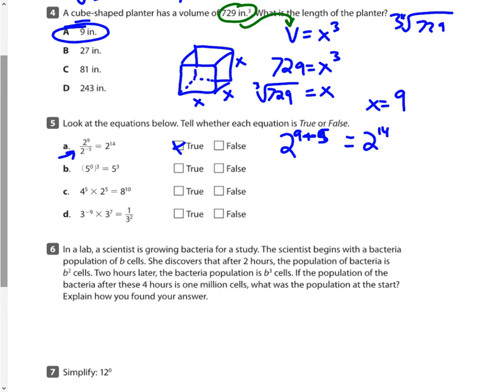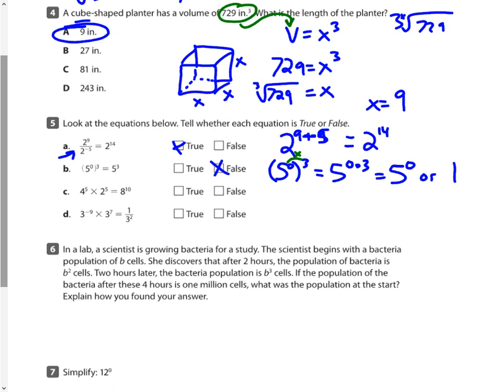It works out. If you look at letter B, we want to simplify 5 to the 0 power, to the 3rd power. Anytime you have an exponent on the outside, we multiply. So 0 times 3 is 0. Anything times 0 is 0. So 5 to the 0 power. Anything to the 0 power is 1. So that does not equal 5 to the 3rd, so that's false.